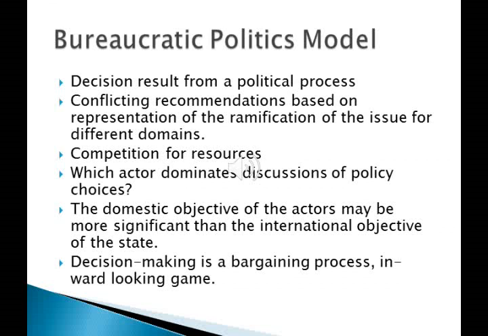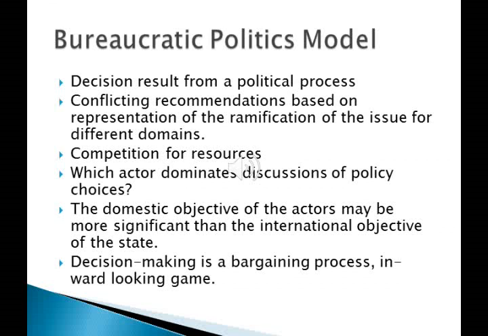Also, as we saw in the example, those entities can compete for the resources. So if their decision or their interpretation was chosen, this means that they will get more resources from the state in order to implement this version of national interest. So sometimes they are competing for the interest of their institution in order to get more resources. More resources means more power.